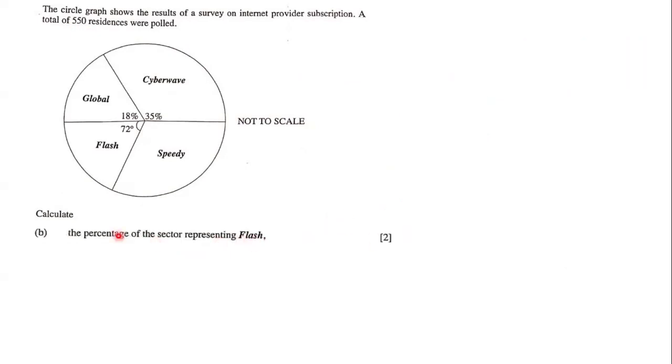Next, we have to calculate the percentage of the sector representing Flash. Now, Flash is 72 degrees, but notice that we have angles around a point. Angles around a point add up to 360 degrees. Indeed, one revolution is 360 degrees, and angles in a circle add up to 360 degrees. So we're going to take 72 and put it over 360. Then we multiply this fraction by 100 to convert it into a percentage.